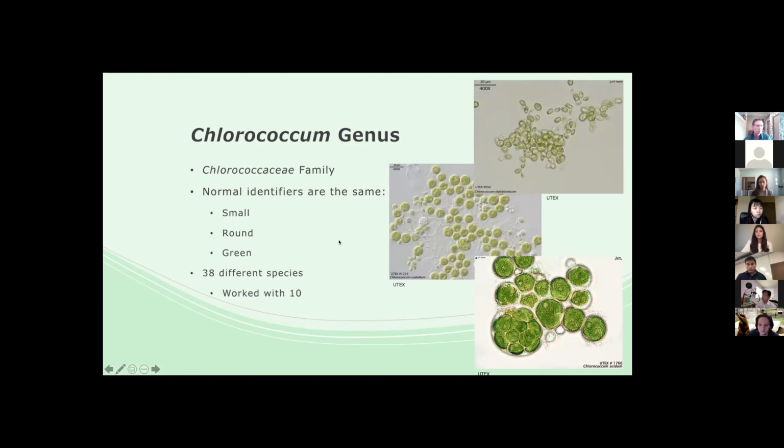So they're not able to be identified based on the normal identifiers of size, shape, and color because they all look extremely similar. There are also 38 different species within this genus, and I was only able to work with 10 of them, but they all look extremely similar to all of these that I have depicted, and they all grow very similarly. So it's hard to differentiate based on looks alone. So we would need genetics to be able to identify them.